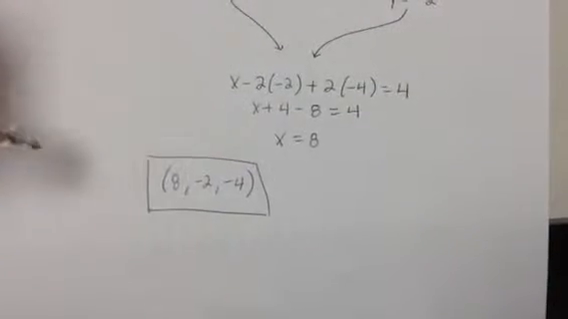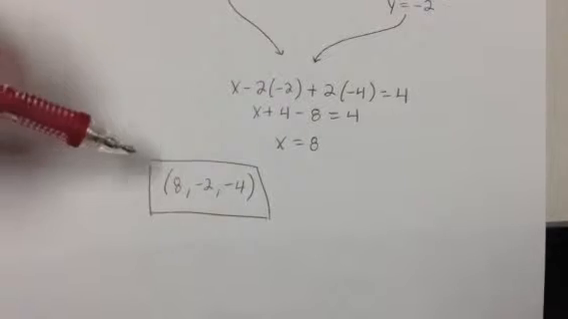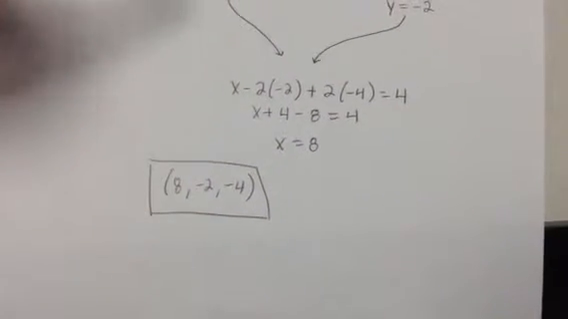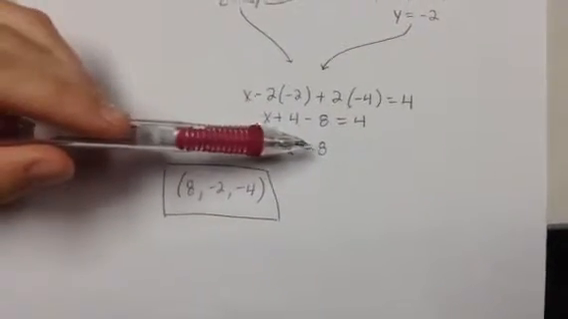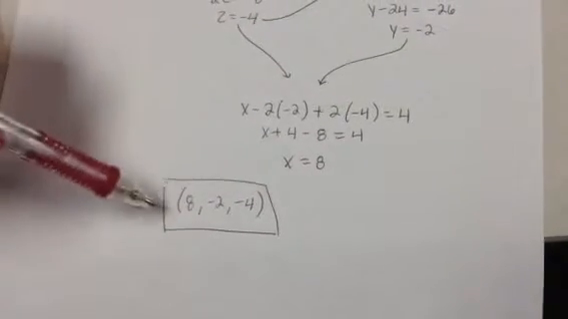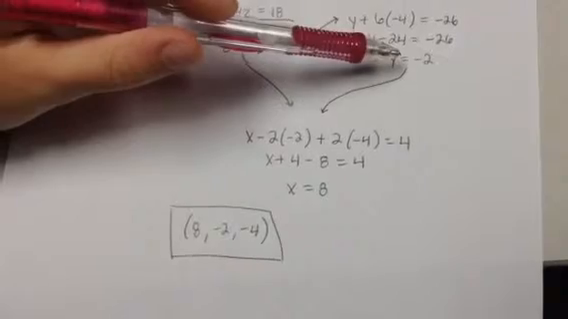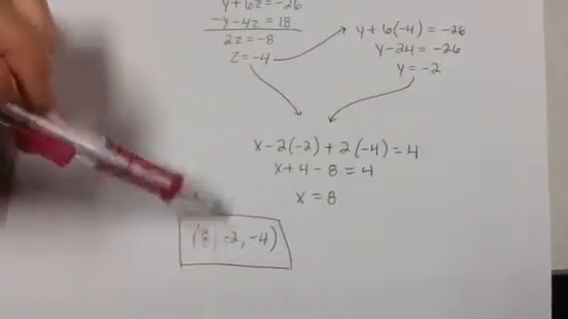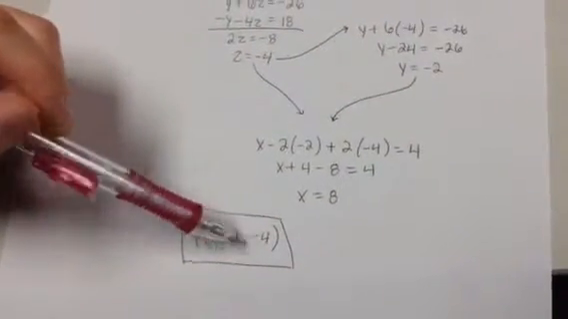Alright, for these types of problems, we get something called an ordered triplet. And so it has to be in alphabetical order, x, y, z. So x is 8, y is negative 2, and z is negative 4. And this is the answer for this problem.